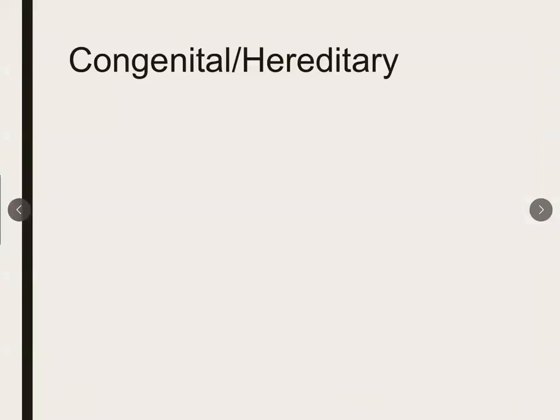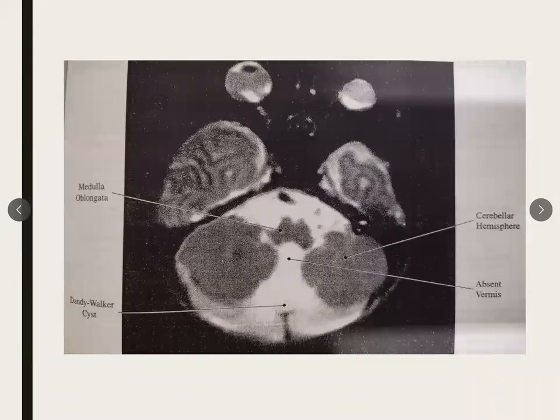Okay? We'll now go to the congenital or hereditary. There are actually two here. This one, Dandy-Walker syndrome, or your Dandy-Walker anomaly. So since, of course, for the epidemiology among children, as you can see here, there is an absence of your vermis. Okay? So, agenesis of the vermis.